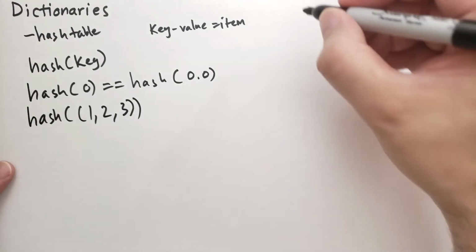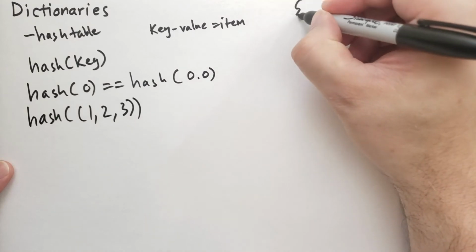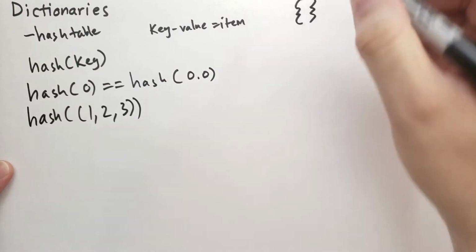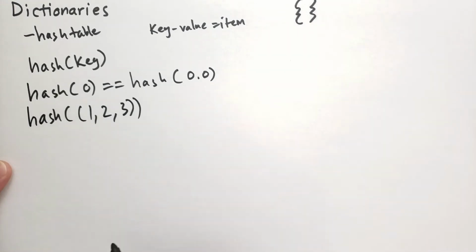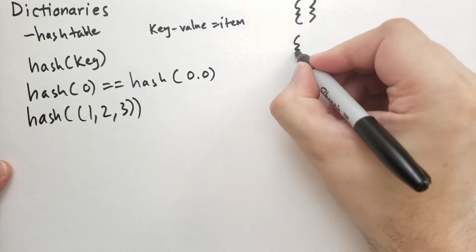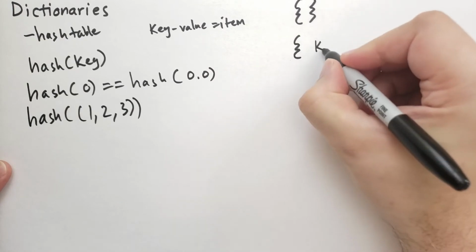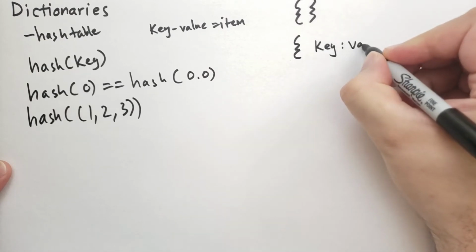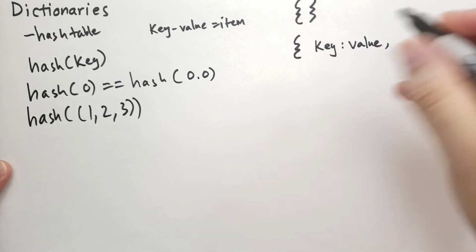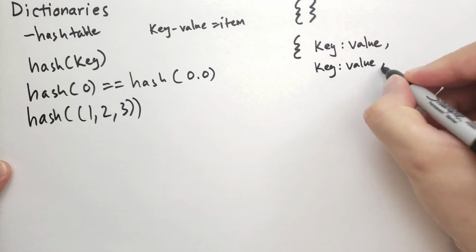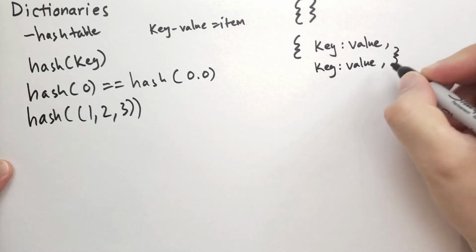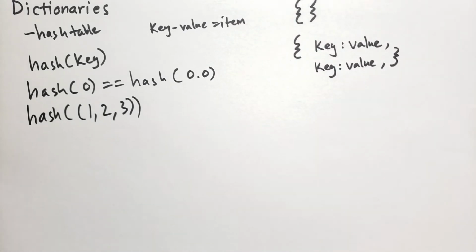Python dictionaries are described in the following syntax. If you have an opening and closing curly bracket, that is an empty dictionary. Inside of the brackets, you can put key-value pairs. You're going to separate the key from the value with the colon. And you can have as many of these as you want. And you can optionally end on a comma. It's not necessary, but it's optional.